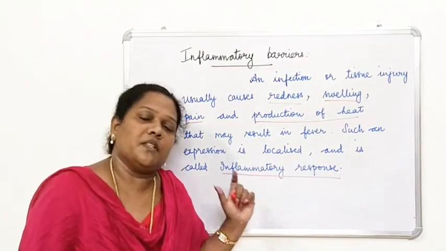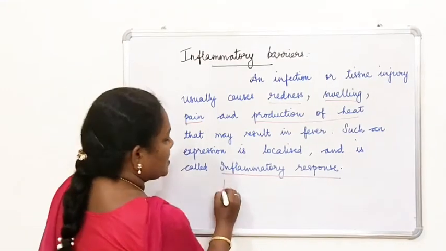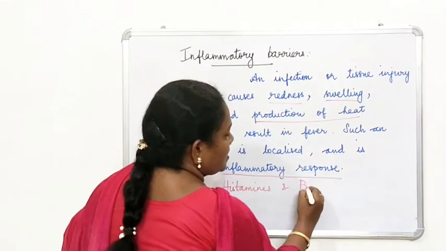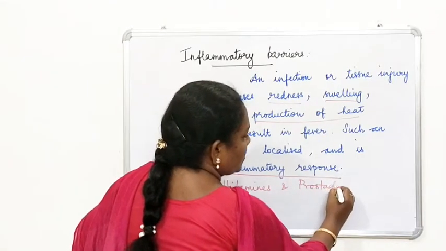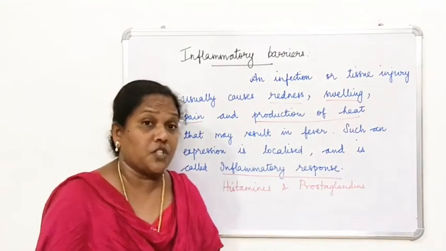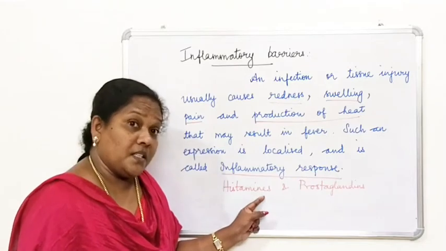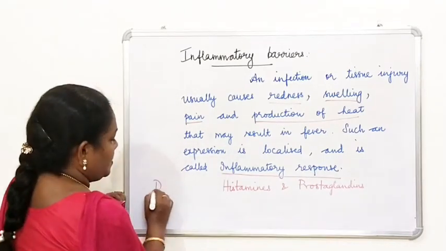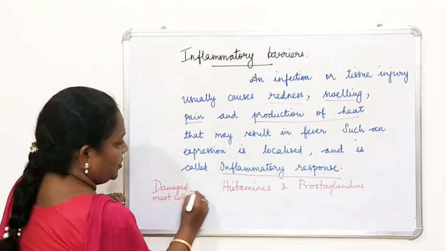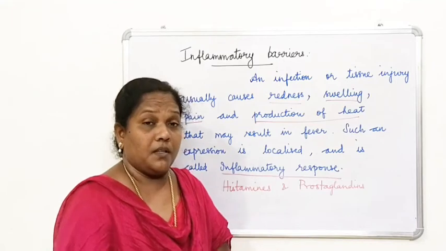So how is this inflammatory response caused? It is due to the release of chemicals. What are those chemicals? Histamines, right? And prostaglandins. So these two chemicals are released at the site of infection, isn't it? How are they released? By the damaged mast cells. So damaged mast cells produce these histamines and prostaglandins, and even the vascular fluid will be released out.